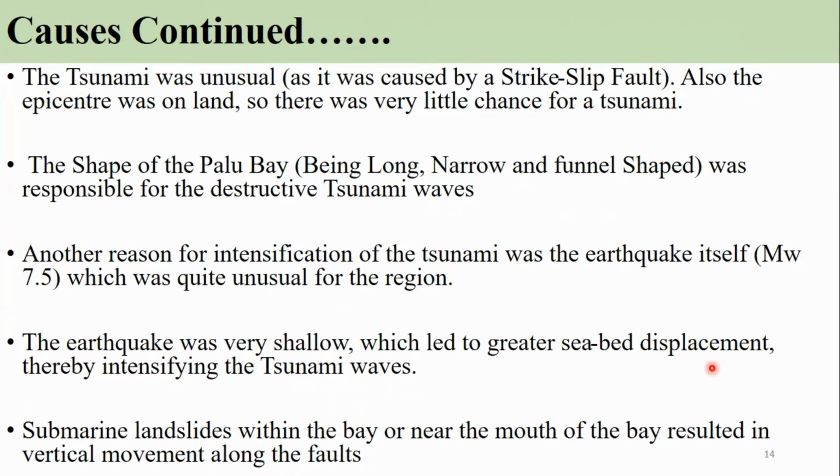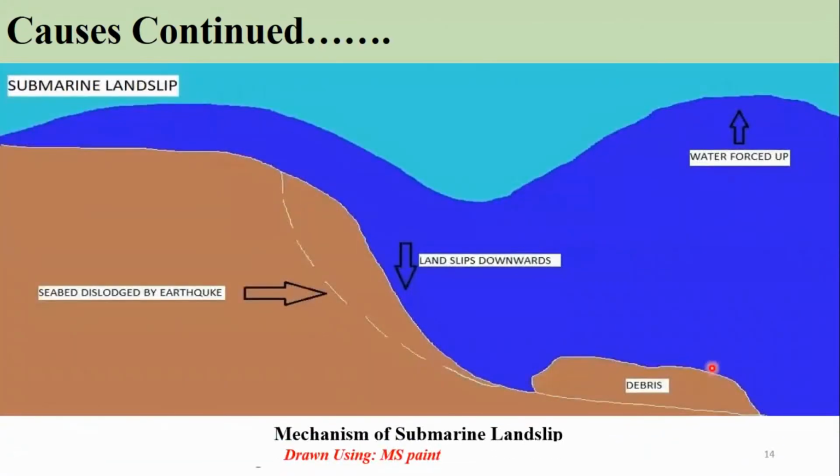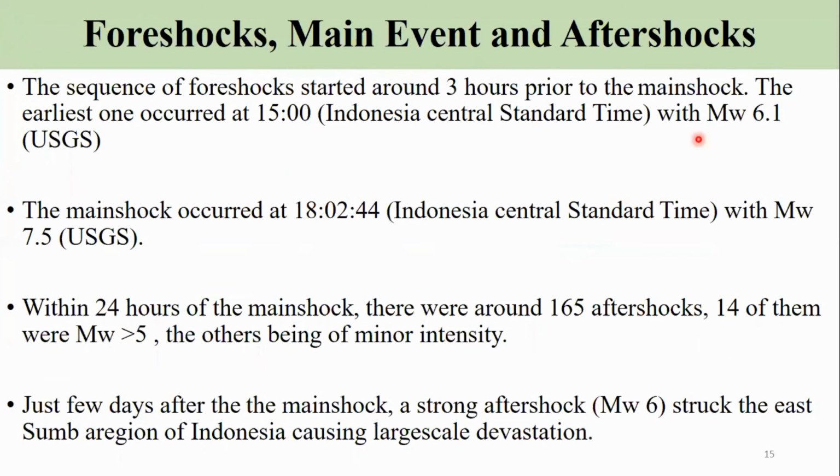The earthquake itself was of high magnitude, 7.5, and that was a reason for amplifying the seismic waves. Also, the earthquake was very shallow. It caused greater seabed displacement, thereby intensifying the tsunami waves. Submarine landslides are one of the most important causative factors for converting a strike-slip earthquake into a devastating tsunami. So basically, this figure explains the mechanism of the submarine landslide. Because of the strike-slip earthquake, this portion under the seabed got dislodged, and because of that, there was an upward force in the water body, and this led to the development of a tsunami.